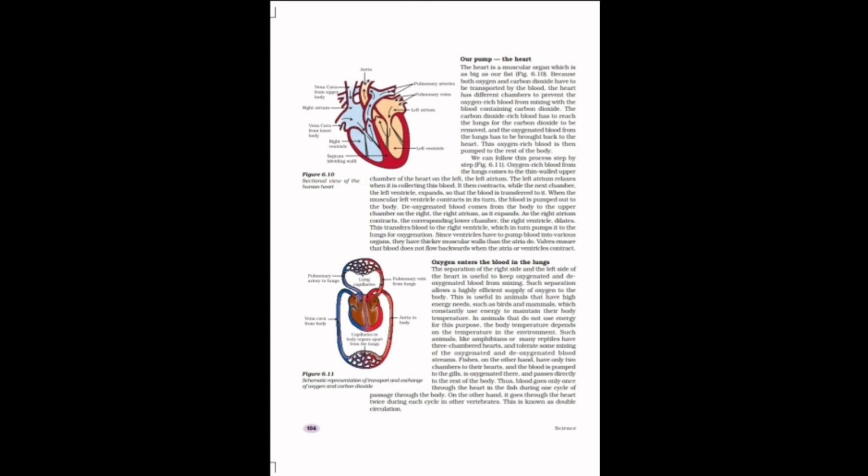This pressure is much greater in arteries than in veins. The pressure of blood inside the artery during ventricle systole contraction is called systolic pressure. The pressure in the artery during ventricle diastole relaxation is diastolic pressure. The normal systolic pressure is about 120 mm of Hg and diastolic pressure is 80 mm of Hg.